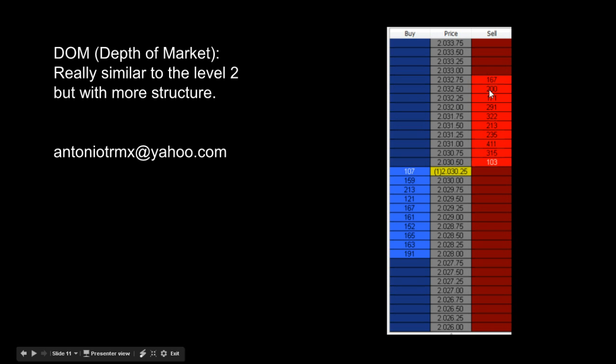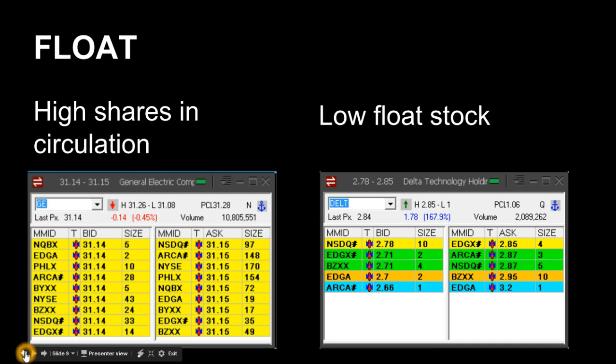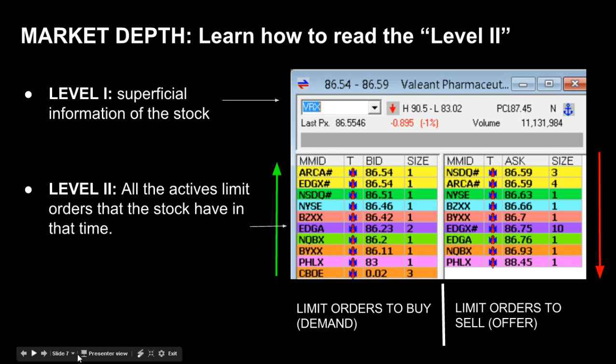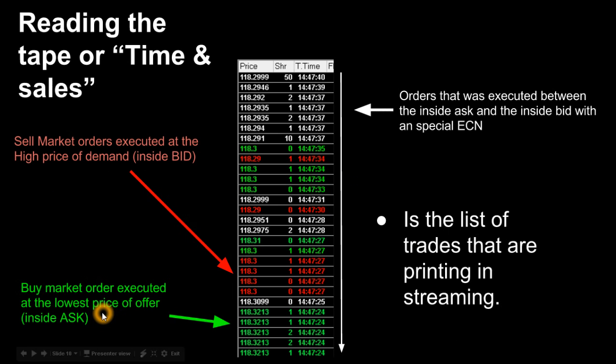And every single level. So if we go back to level 2, let me show you. In this example, as you can see, the ask is ordered in the other direction than the DOM. In this case the prices are ascending, but it is the same structure.